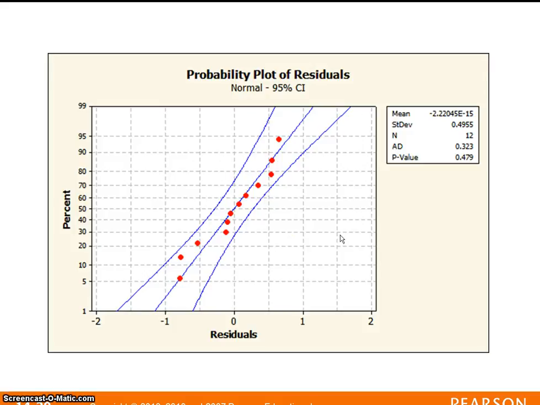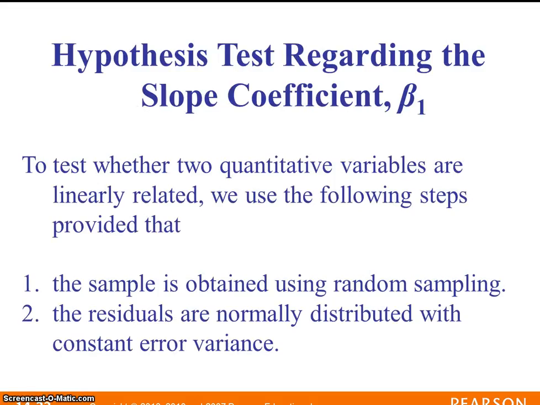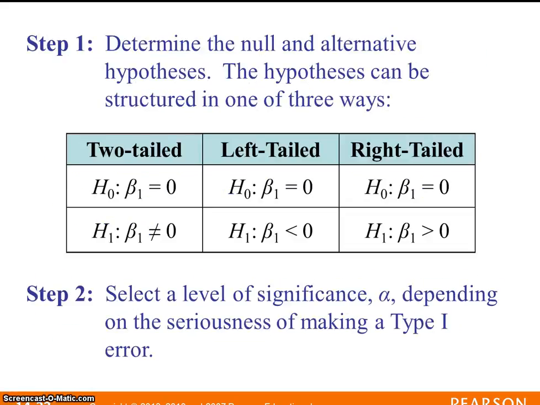So let's conduct inference on the slope. We want to test whether the two quantitative variables are linearly related. We use the following steps. The sample is obtained using a random sample. The residuals are normally distributed with a constant error variance. So this would be the hypothesis test: we want to determine whether beta sub 1 is equal to 0 or whether it's different from 0. Again, you'll be given your alpha level in this case.